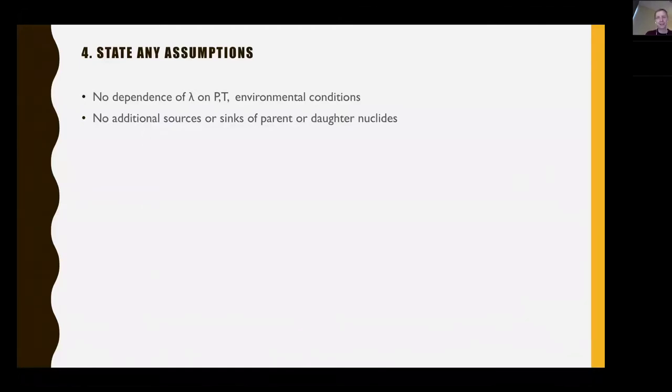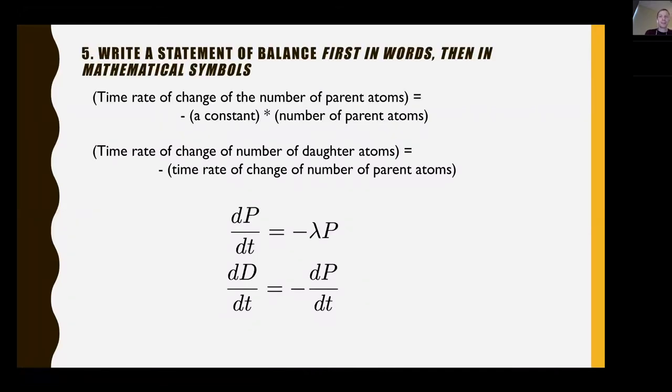This is by no means an exhaustive list of assumptions, but we assume that the decay constant is insensitive to pressure and temperature or environmental conditions, chemistry. Importantly, critically actually, we assume that there are no additional sources or sinks of parent or daughter nuclides, so the zircon crystal acts as a closed system from the time of crystallization through the time at which the measurement is made. We write a statement of balance in words and then in mathematical symbols.